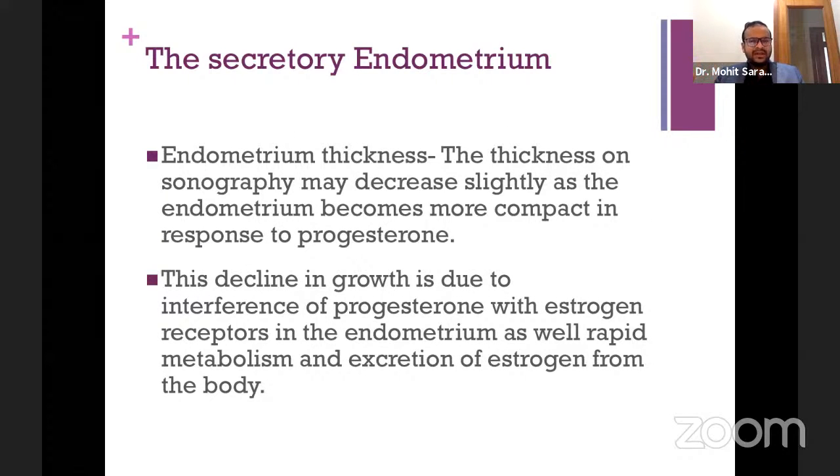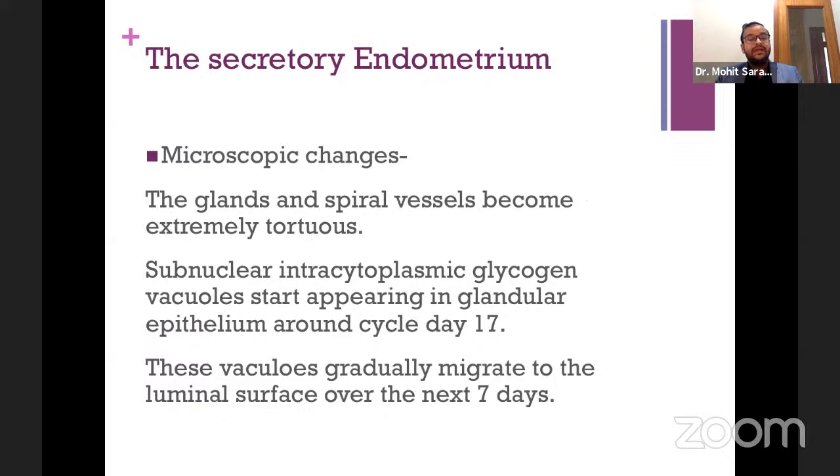Now, progesterone has an inherent character of being anti-estrogenic. It downregulates the estrogen receptors as well as induces rapid metabolism of estrogen. As a result, due to the decrease in estrogen action, the proliferation decreases. The thickness may mildly decrease also. However, the growth of the glands and the blood vessels continue. So because they have to grow in a limited, tight, compact area, they acquire a spiral and highly coiled structure. So in this phase, if you look microscopically, you'll see the glands and spiral vessels are extremely tortuous.